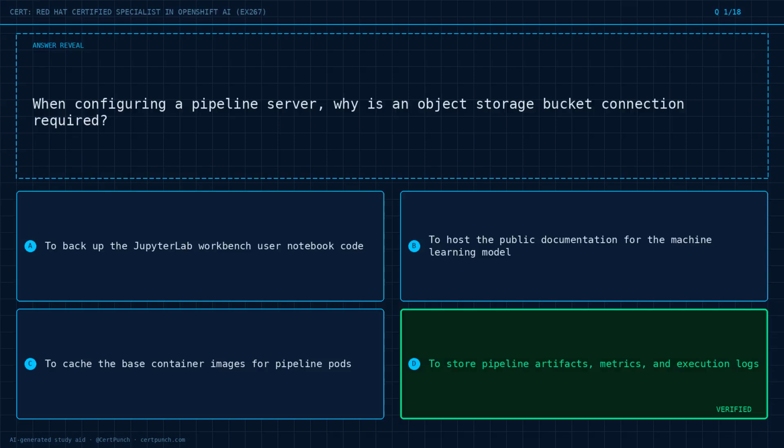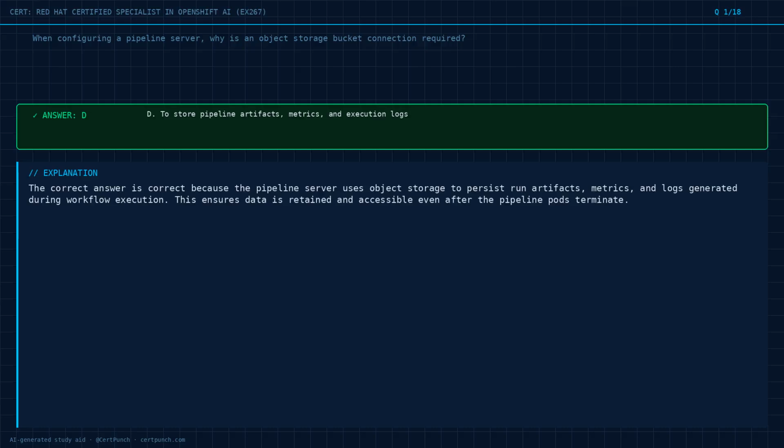The correct answer is option D, to store pipeline artifacts, metrics, and execution logs. Exam logic. The correct answer is correct because the pipeline server uses object storage to persist run artifacts, metrics, and logs generated during workflow execution. This ensures data is retained and accessible even after the pipeline pods terminate.